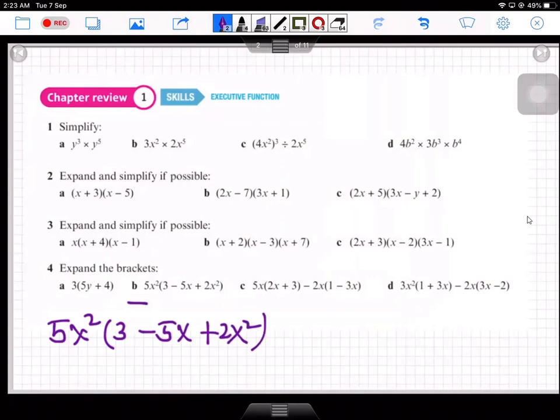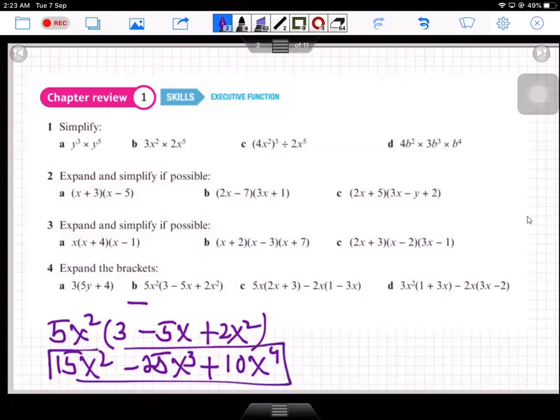So first of all, what you can do is 5x square multiplied by 3. So this is 15x square. Then 5x square multiplied by minus 5x becomes minus 25x cube. And then 5x square multiplied by 2x square becomes positive 10x raised to the power 4. And as simple as that, you have achieved your final answer, because any further simplification is not possible.